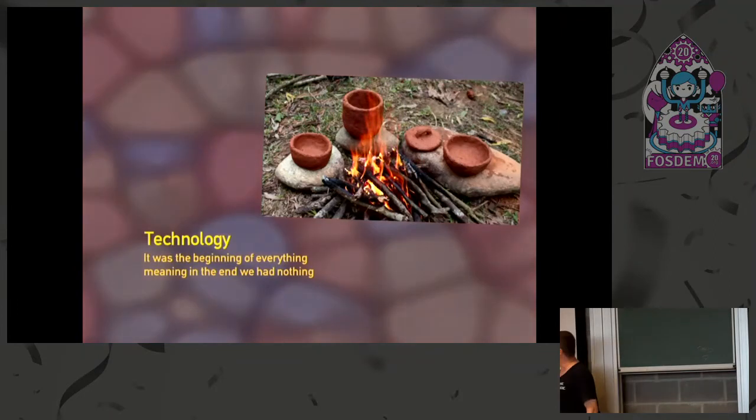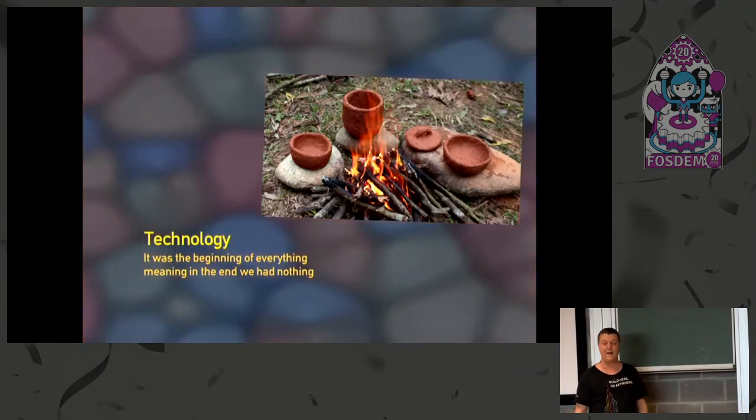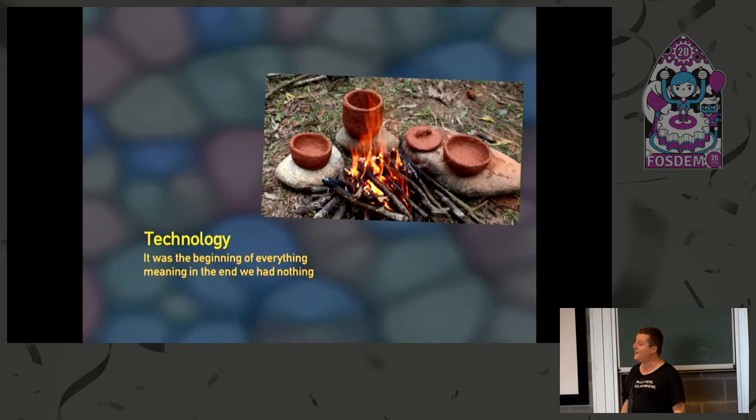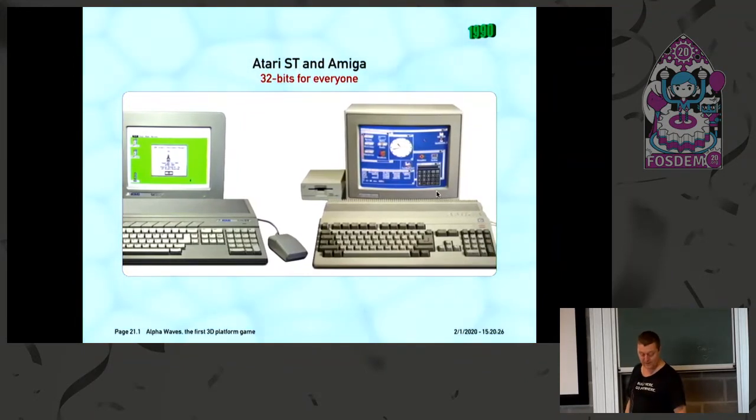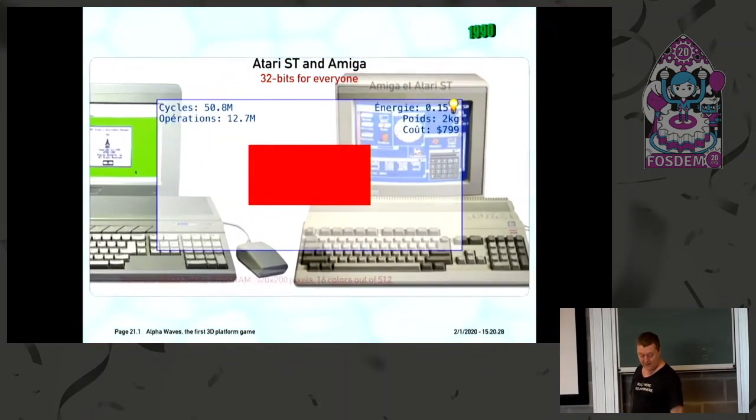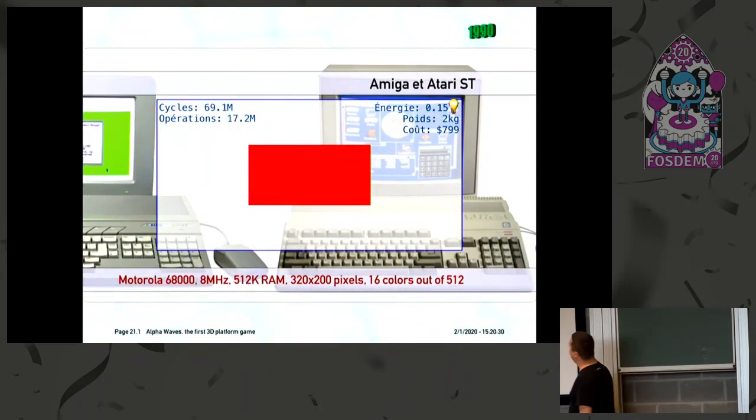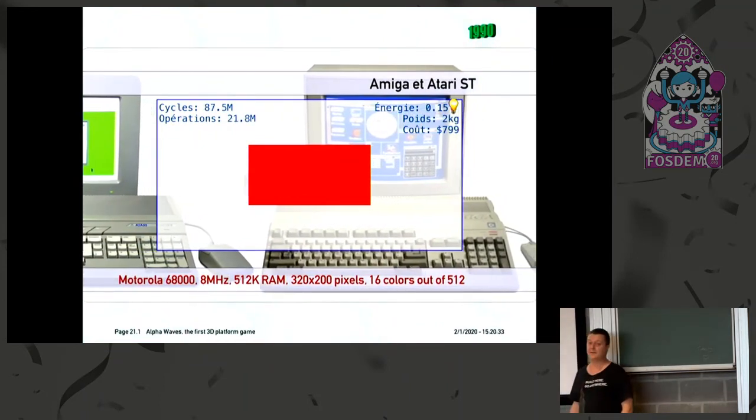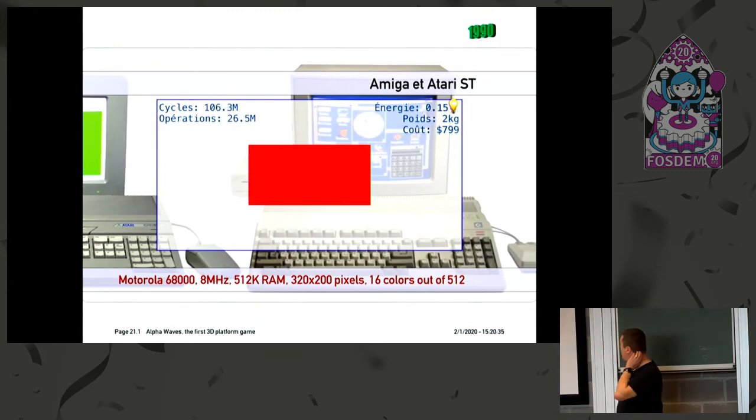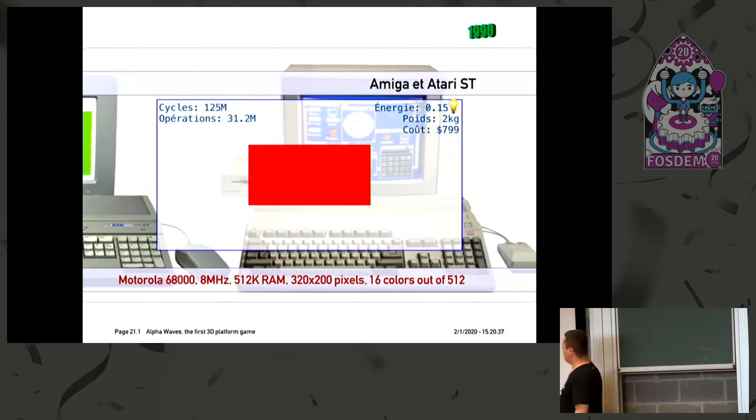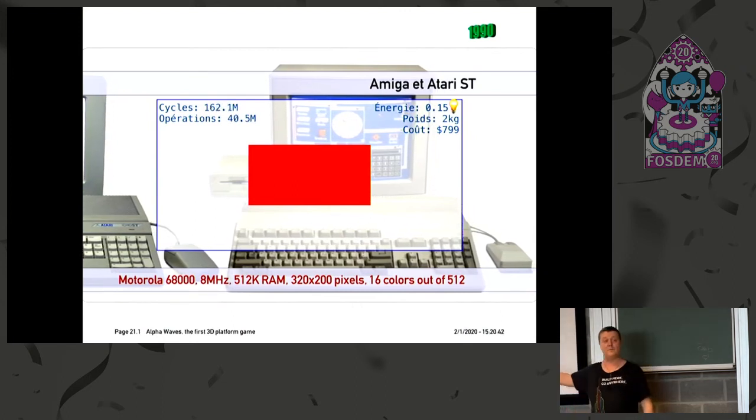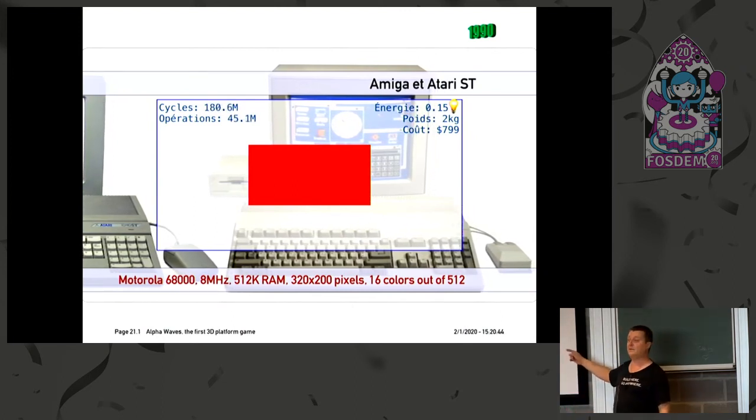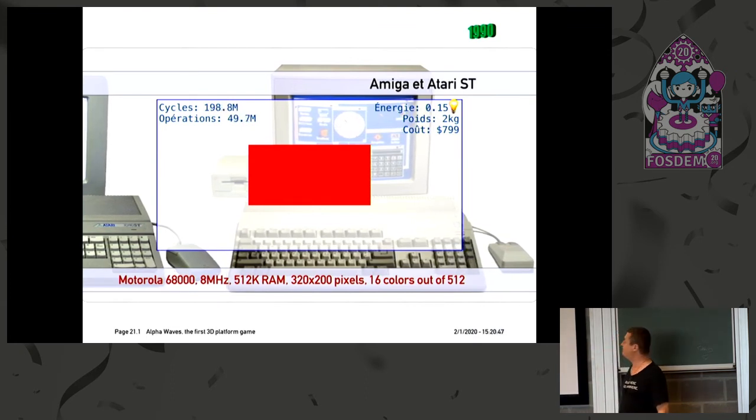Let's talk a little bit about the technology. So this was the beginning of everything in 3D, meaning that in the end, we had absolutely nothing to play with. For example, this is the machine we were running on. That's an Atari ST and an Amiga. These were bringing 32 bits for everyone, but actually the buses were 16 bits, and internal computations were also often 16 bits. What you see here in red is basically the amount of memory in my video RAM that corresponds to the whole memory of this machine.